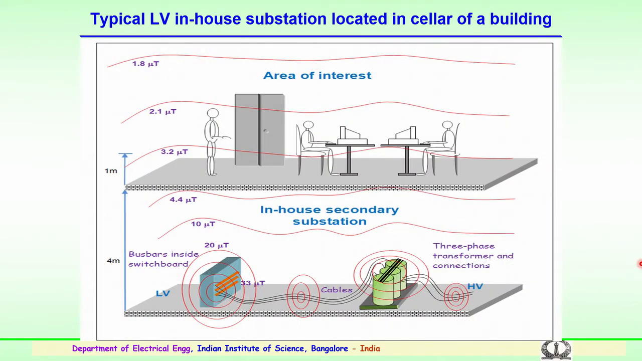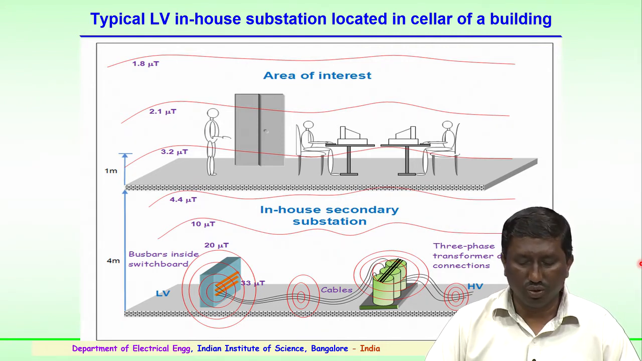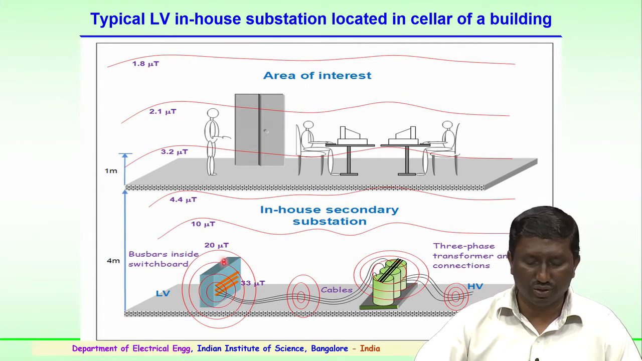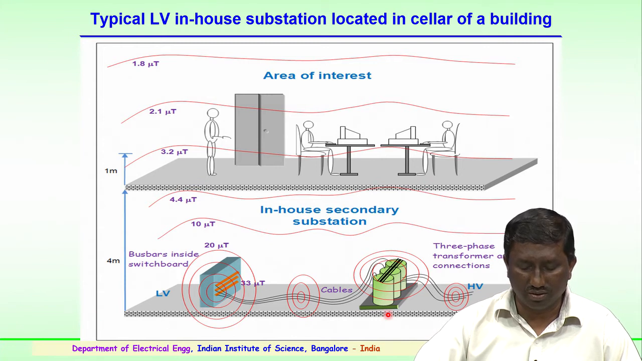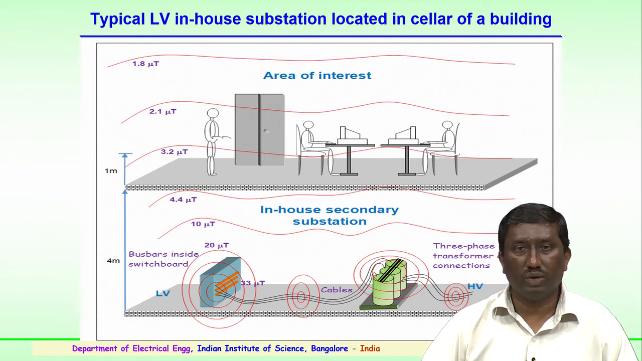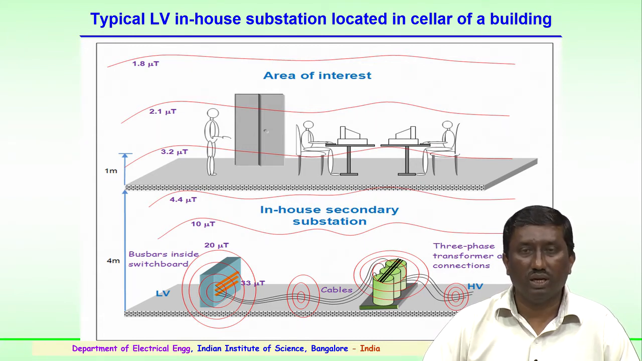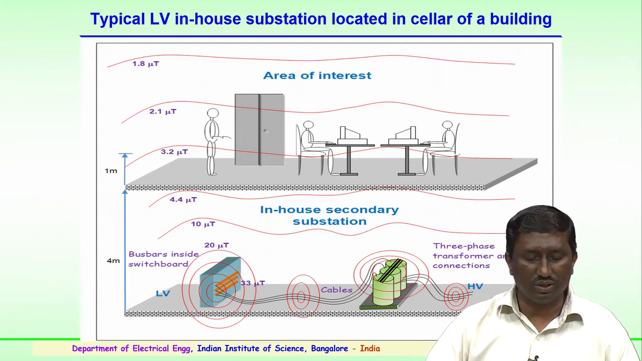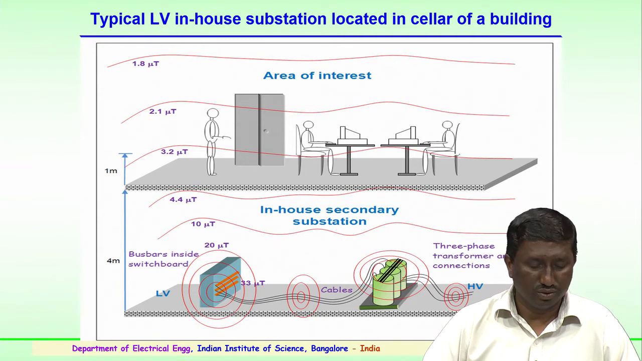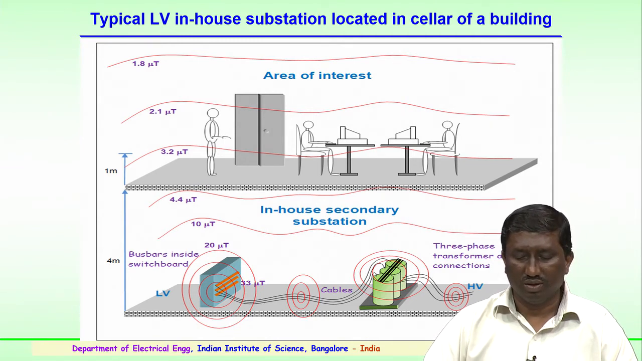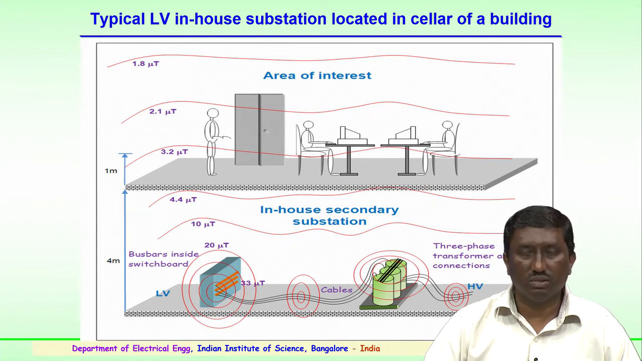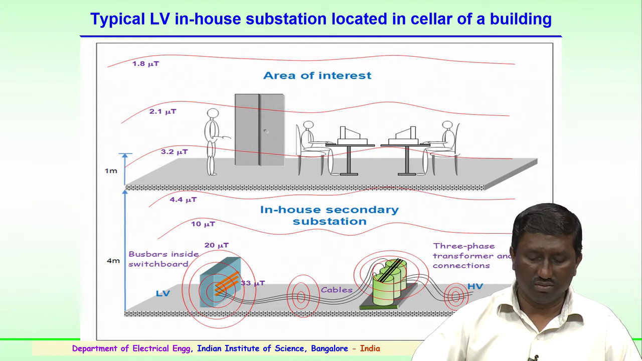So, typically low voltage in-house substations, which could be located in a cellar of a building, could also be emitting magnetic fields because the substation is underground, the ground floor has offices, and a SCADA center or a control room could be on the first floor. So, here again the electric field may not be of consequence, magnetic fields are of concern. So, proper management and proper planning is essential, and measurements have to be carried out for the emission of magnetic field by the equipment which are stationed in the substation.